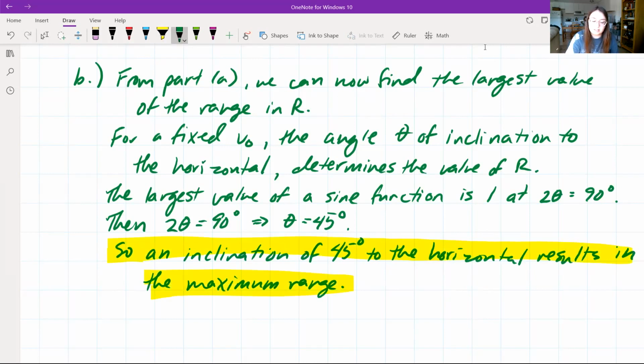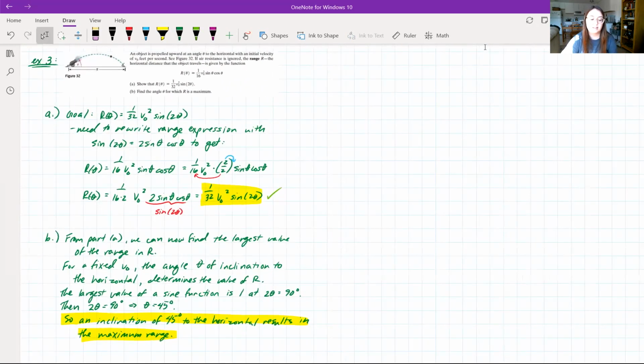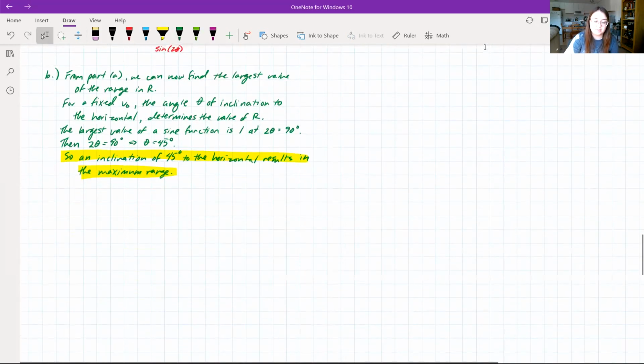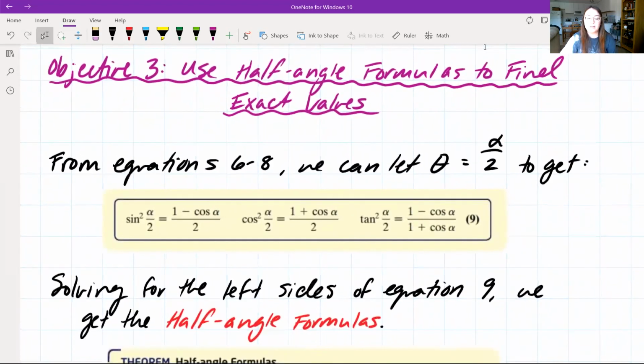So that was all we did there in part B. So, all right. Objective 3, we want to use half-angle formulas to find exact values.